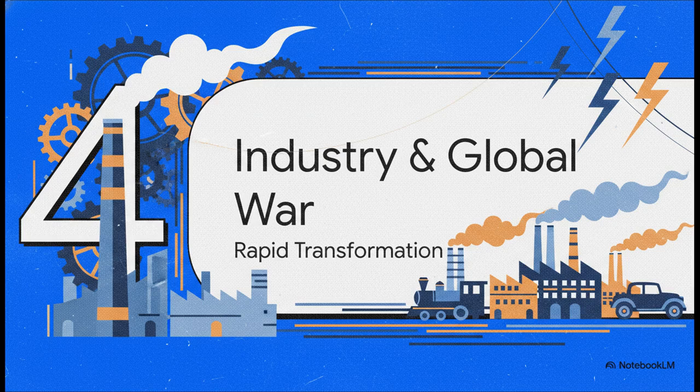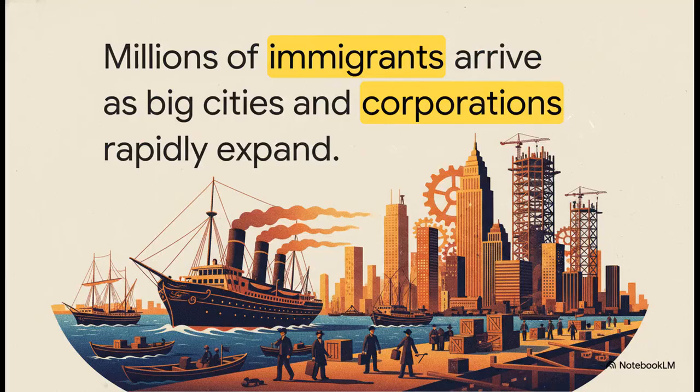All right, on to Chapter 4, Industry and Global Conflict. It feels like almost overnight, America shifts from this mostly rural landscape into an absolute titan of industry. We see this unprecedented economic boom where millions of immigrants arrive from Europe and Asia seeking new opportunities and literally building the modern American infrastructure. Big cities completely explode in population, and giant corporations rise up to dominate the landscape. The modern economy is basically being born right here.